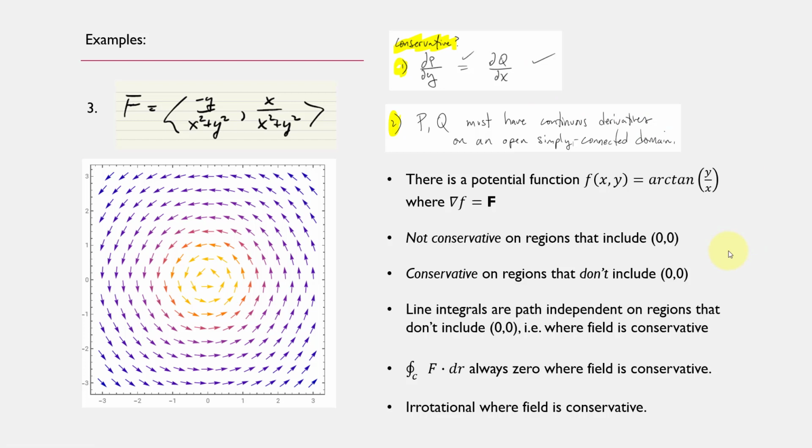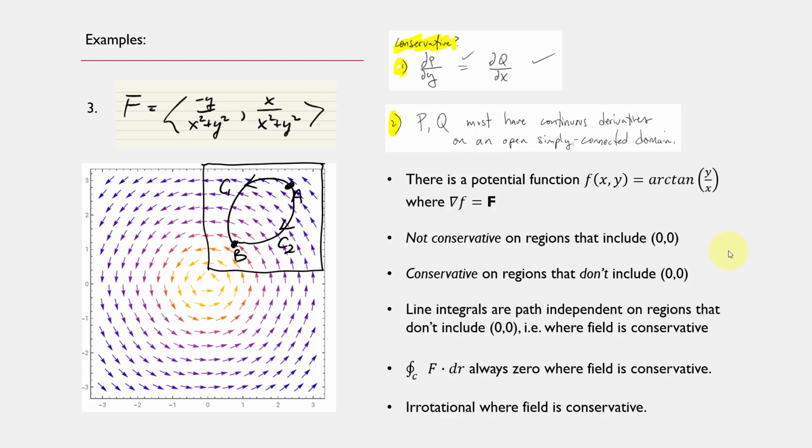But it would be conservative on regions that don't include the origin. Now, on those regions where the vector field is conservative, line integrals would be path independent, and closed line integrals would be 0. And it would be irrotational in regions where the field is conservative. For example, if I took this little region here, just a portion of the xy plane, some region that doesn't include the origin.